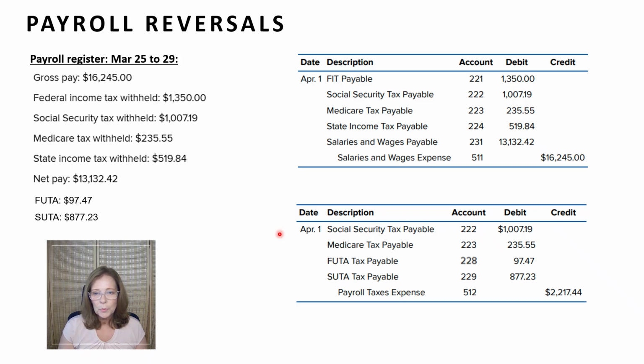We also reverse the accrual of the employer payroll taxes by debiting Social Security tax payable, account 222 for 1,719, Medicare tax payable, account 223 for 235.55, FUTA tax payable, account 228 for 97.47, and SUTA tax payable in account 229 for $877.23. And finally, credit payroll tax expense in account 512.